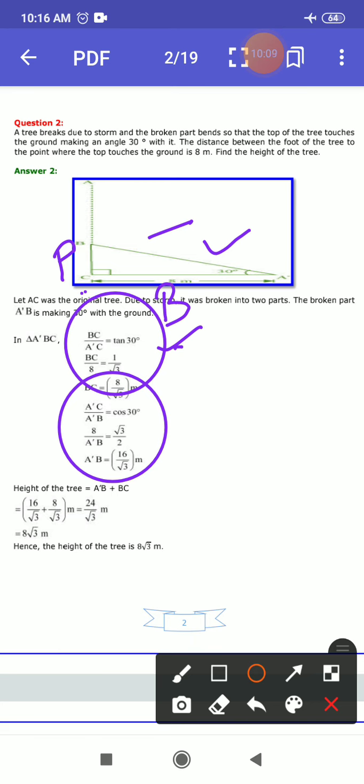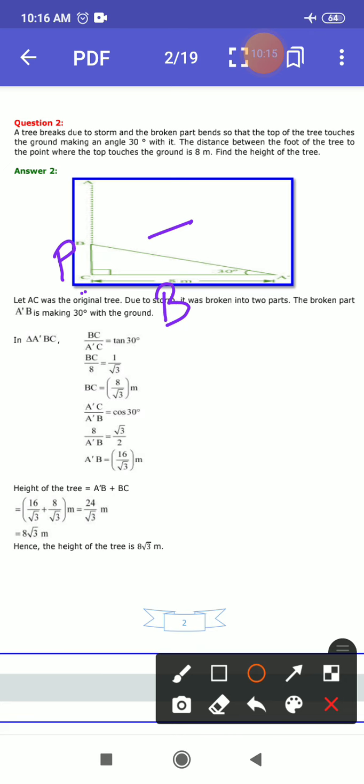And after that we have to find all these values, perpendicular and hypotenuse, and add them, because this is the first part of a tree, and this is the second part of a tree. So then we have to add these things, and then we have the answer to that question. Clear? So this way you have to solve this type of question, and this question is highly important from the point of view of your exam. So you have to prepare this question.